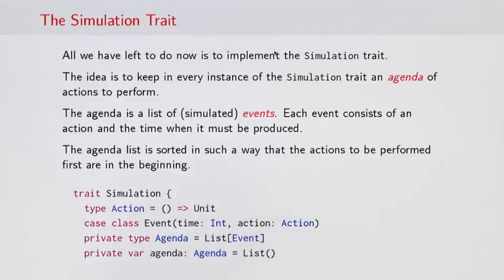That leads to the following start of the implementation of the trait Simulation. There's a type Action that takes an empty parameter list to Unit. Then we would have a class of events. For convenience, we make it into a case class. That way it's easy to pattern match on. An Event would have a time when it should be executed and an action, which gives us the function that should be executed. There's the Agenda, which is just a list of events, and there's the private variable agenda of type Agenda, which is initially the empty list.